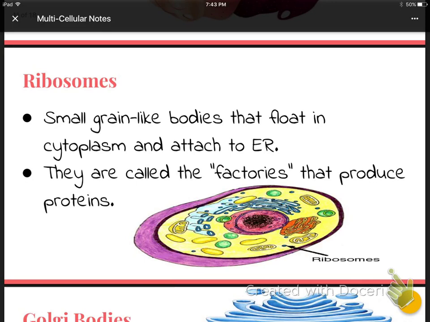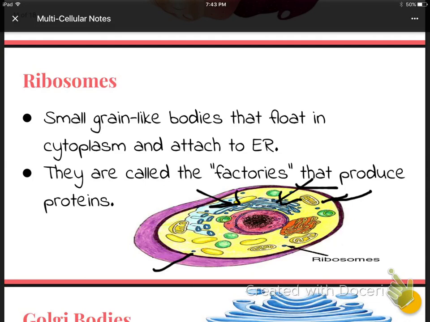Ribosomes are small grain-like bodies that are going to be found floating around in the cytoplasm. Like you can see that little guy right there. There's another one. There's another one. Those are ribosomes. They float in the cytoplasm, and then they also, when they get there, attach to other organelles like the endoplasmic reticulum. The job of the ribosomes is to make proteins. So they are factories that produce proteins.